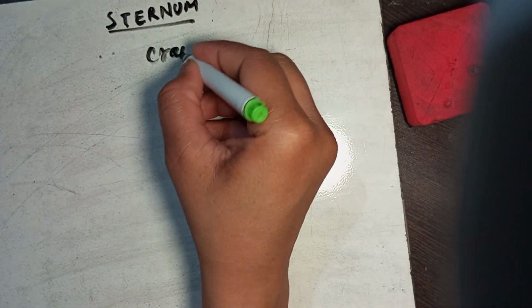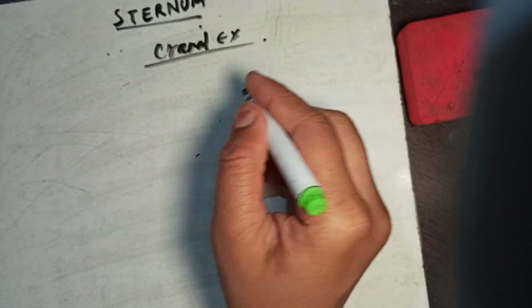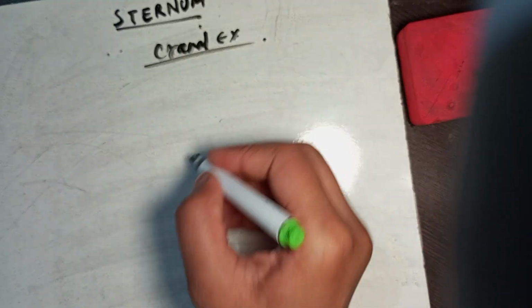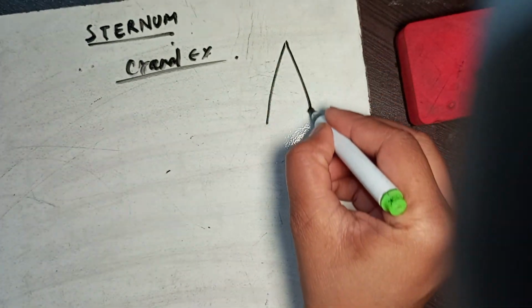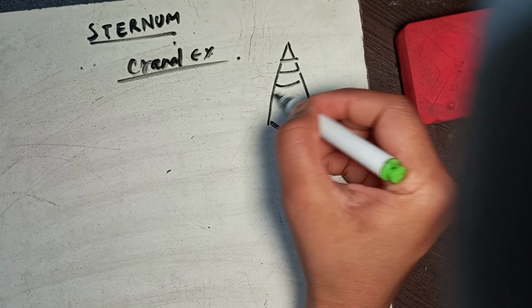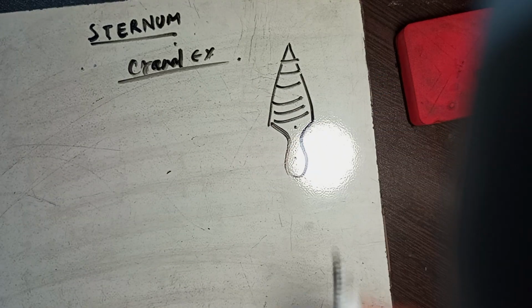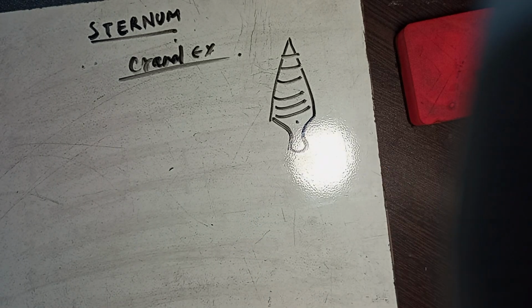Now first we have the cranial extremity. Now I have to draw the structure again. See here: 1, 2, 3, 4, 5, 6, 7 and xiphoid cartilage. The xiphoid cartilage is made quite large.